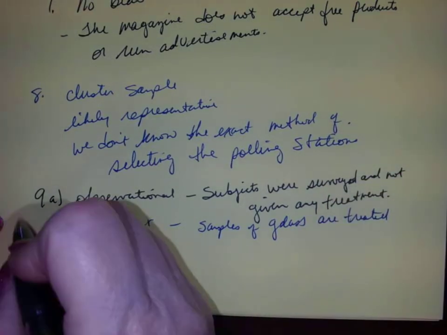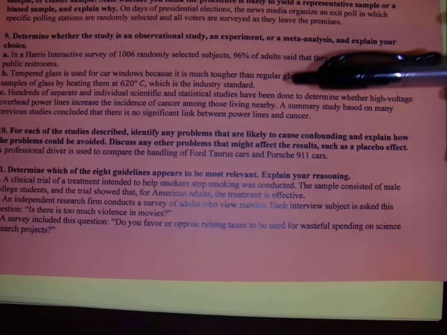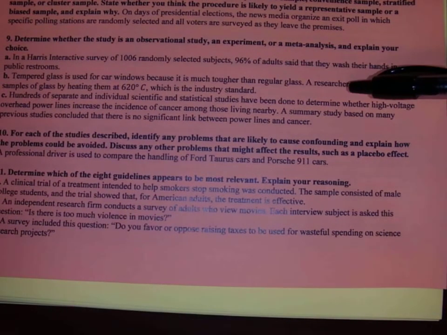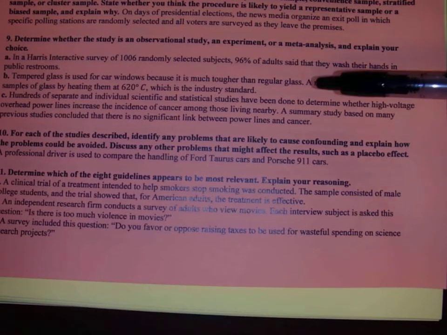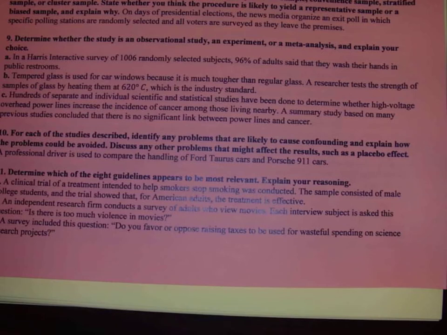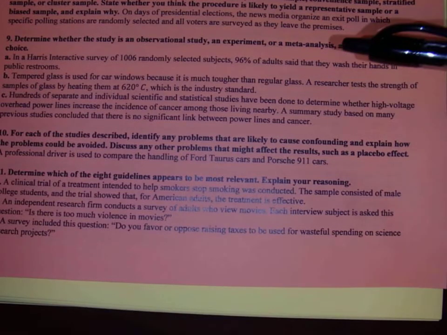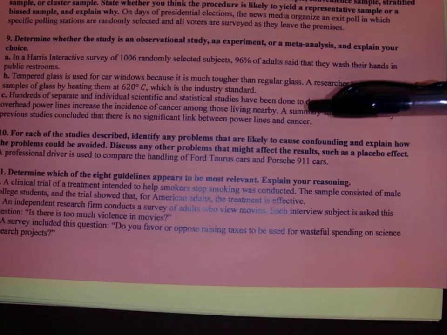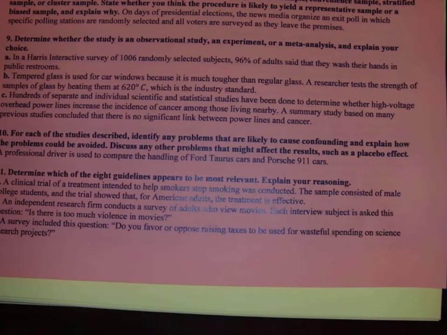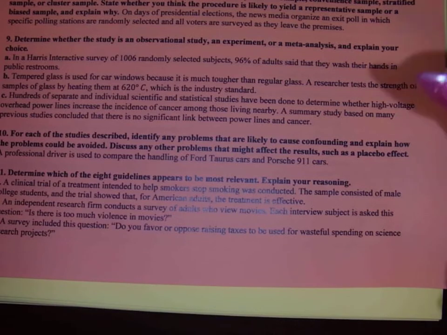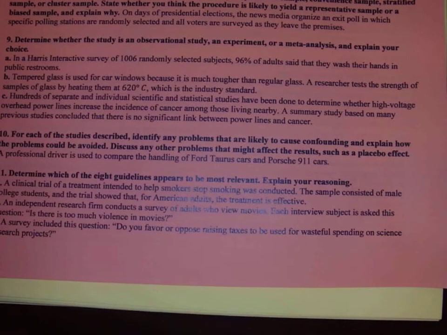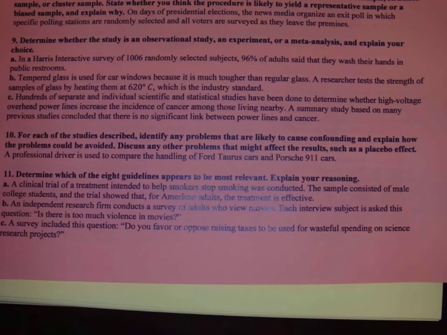Okay? And then part C. Part C says that hundreds of separate and individual scientific and statistical studies have been done to determine whether high voltage overhead power lines increase the incidence of cancer among those living nearby. A summary study based on many previous studies concluded that there is no significant link between power lines and cancer. So they're not doing a new study. Here they're looking at hundreds of separate and individual scientific and statistical studies. So that is where they're doing a meta-analysis. It reminds me of mega, but it's a meta-analysis.